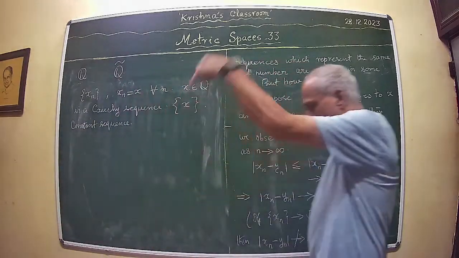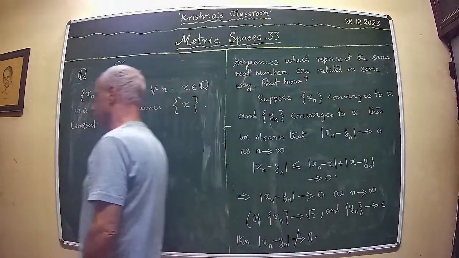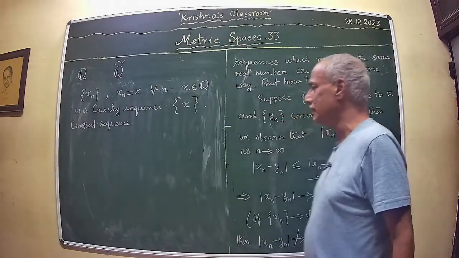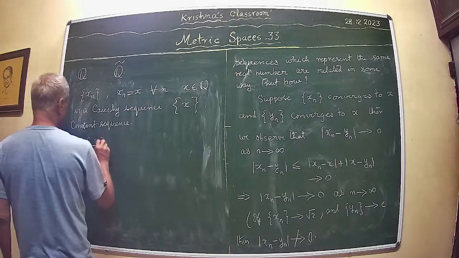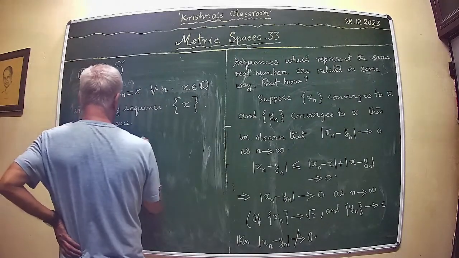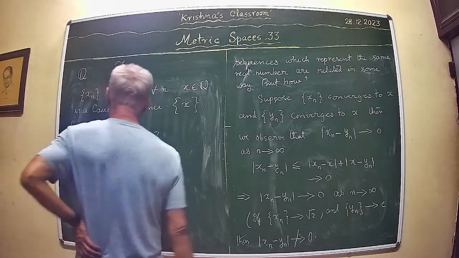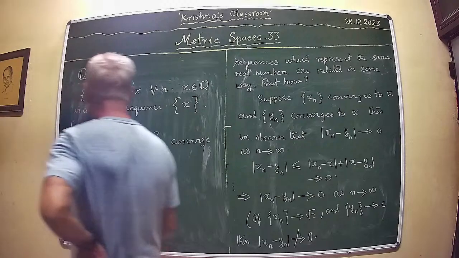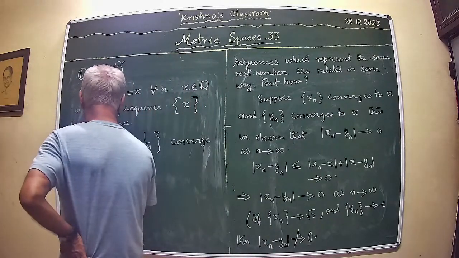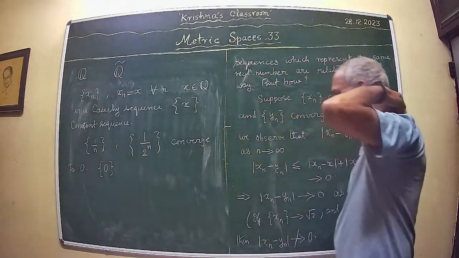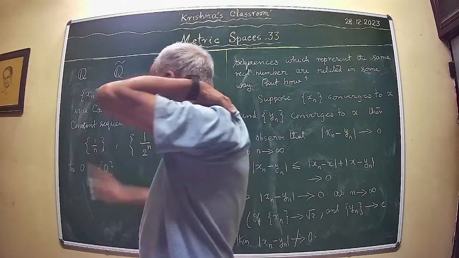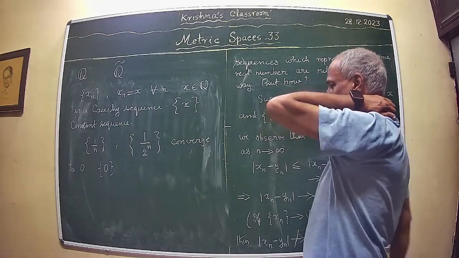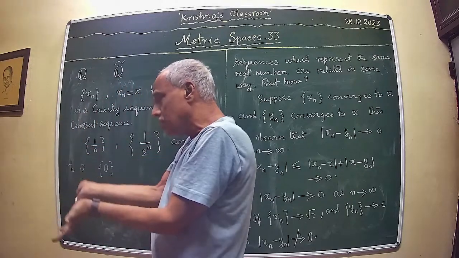So the constant sequences in Q converge to elements in Q. And if there is any other sequence, for example, look at these sequences. The sequence 1/n converges to 0, and so also 1/2^n also converges to 0. So it need not be constant sequences. In fact, you have the sequence 0, that is every element is 0. This is also a Cauchy sequence which converges to 0. So all these things are related in the sense that this condition is satisfied: |x_n - y_n| goes to 0.